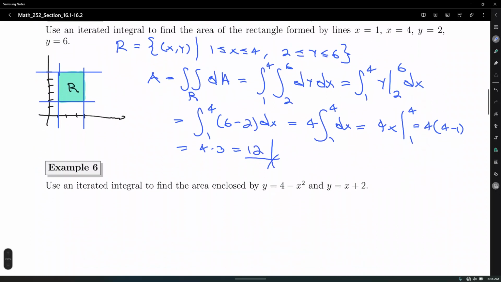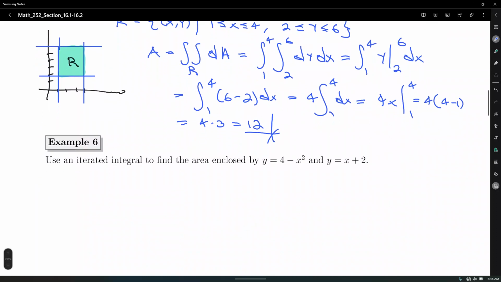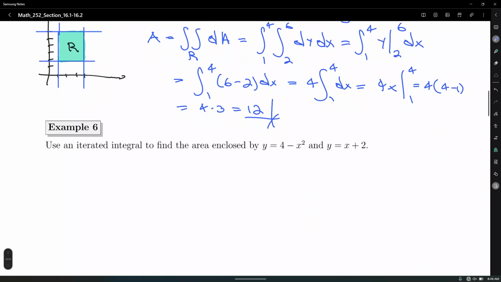Use an iterated integral to find the area enclosed by y equals 4 minus x squared and y equals x plus 2. It looks exactly the same problem you did back in Calculus 1, but we're going to use Calculus 3 to solve this problem in a different way. All right? So let's graph first of all.